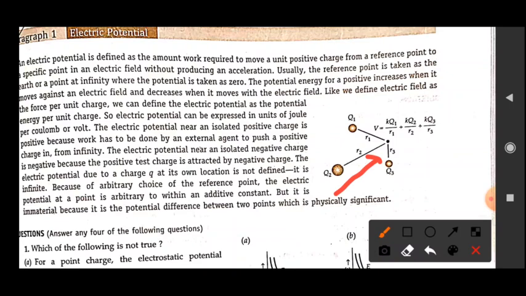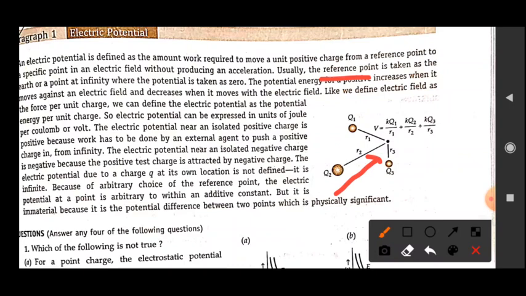Now usually the reference point is taken as the earth, or a point at infinity where the potential is taken as 0, meaning outside the region of the electric charge. That is called the infinity point. From there we bring the charge and calculate the work done. So the reference point that you choose is very important here. You have to choose it beyond the region of the charge where its electric field is present.